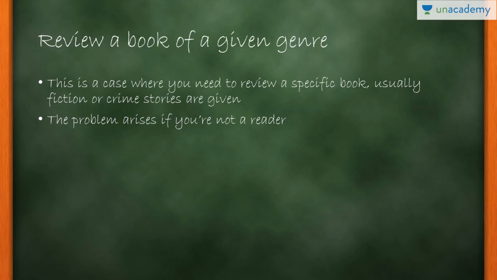Now, if you are given a book review of a specific genre, please know this word right here, genre. It isn't pronounced the way it's spelled, it's pronounced zhon-ruh. So genre means the theme of the book. So if you're given this, then you need to review something from fiction or crime. It'll be told to you what exactly you need to do: choose a book from that genre and just review it like you would review any general normal book.